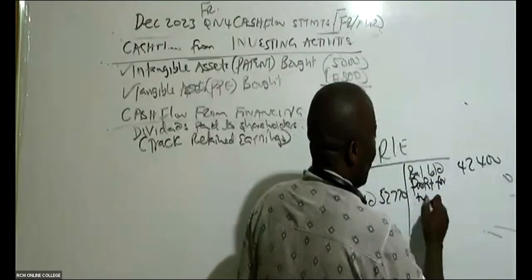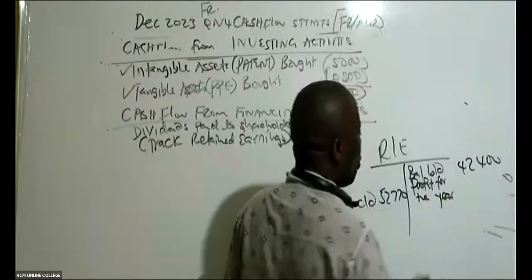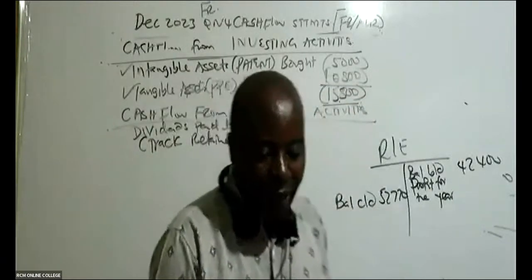Profit for the year. So go to your statement of comprehensive income and then you pick profit for the year.